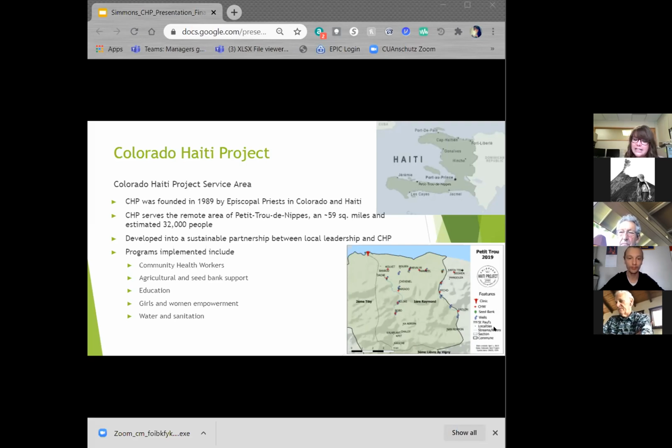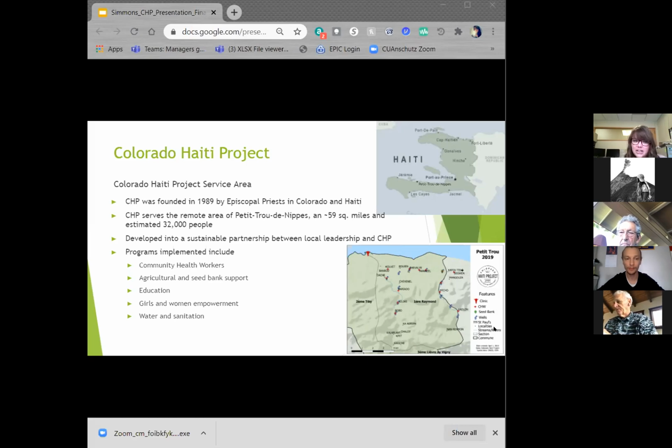So it was founded in 1989 by Episcopal priests both here in Colorado and also in Haiti. Over the course of its 30-year history, Colorado Haiti Project has really transitioned from a missions-based direct service program to program implementation at the local level. So despite that, though, its knowledge of its service area has really remained limited, as has the epidemiologic and demographic profile of the entire country as a whole, in part due to the recent climate disasters Haiti suffered.